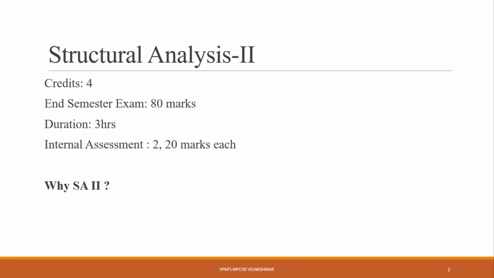Now, for such types of structures or such frames also, which we have seen in structure analysis 1, those were only determinate frames. Only 3 equations were sufficient to analyze. But in this subject, we are going to study frames which are indeterminate. We are going to study beams which are indeterminate. So it may be a little bit complicated, a little bit difficult as compared to SA1. So structure analysis 2 is a little extension of structure analysis 1, from determinate structure to indeterminate structure.